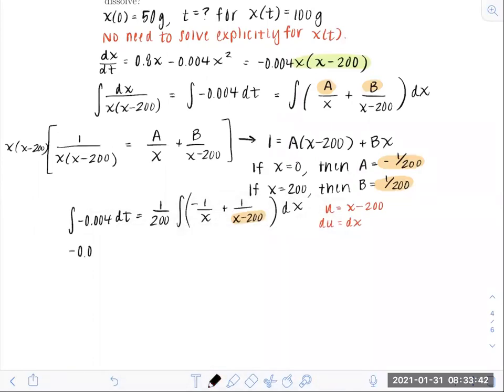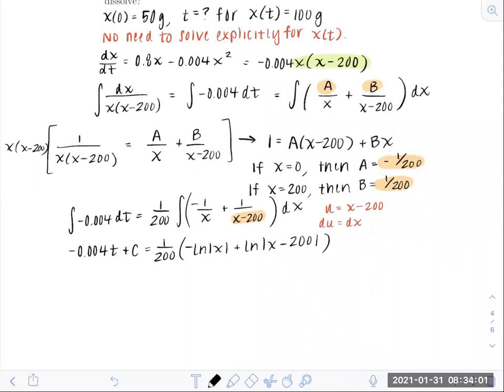I have a negative 0.004t plus some constant of integration equals 1 over 200, the natural log of x plus the natural log of x minus 200.